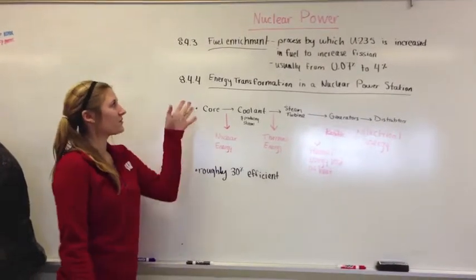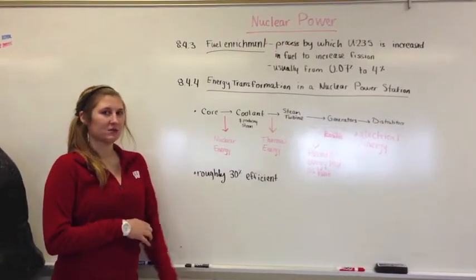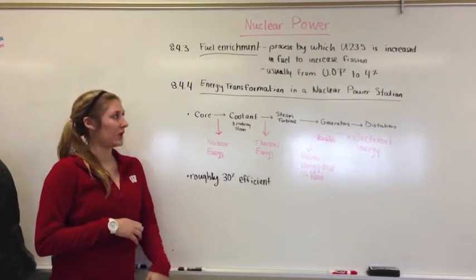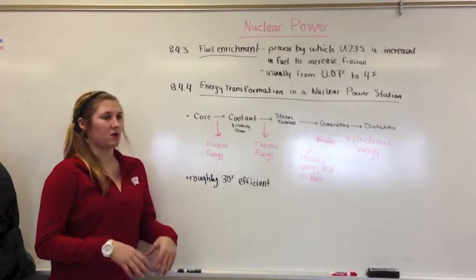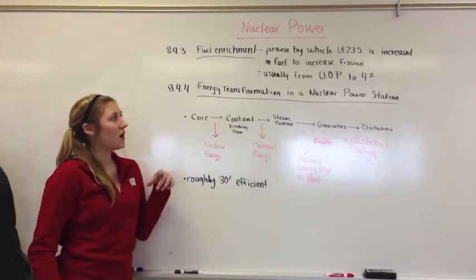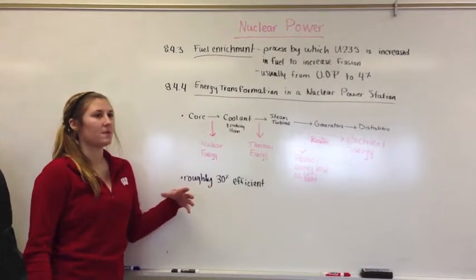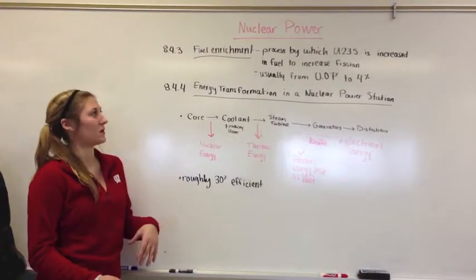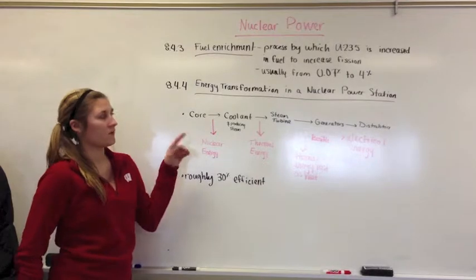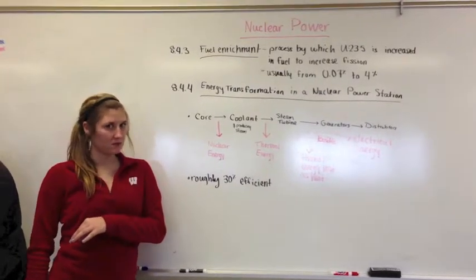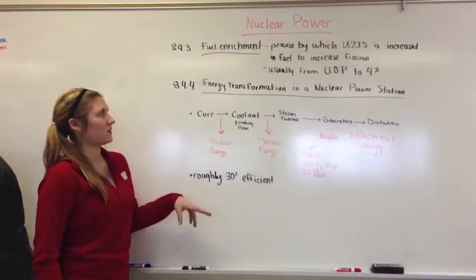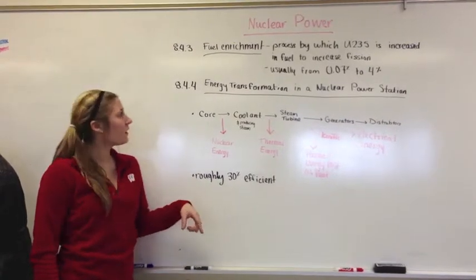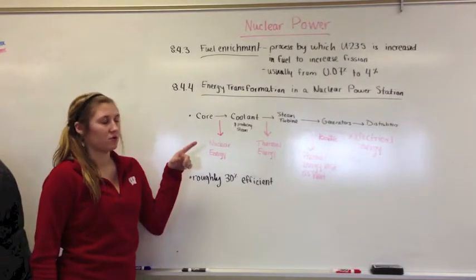Okay, so fuel enrichment is a process by which uranium-235 is increased in fuel, which is usually uranium-238. By increasing the uranium-235, it increases the chance of fission, the chance of the reaction to occur and for nuclear reactions to take place. So usually they increase it from about 0.7% to 4%, and that's a pretty big concept because that's how the nuclear fissions occur, by having more uranium-235 in it.